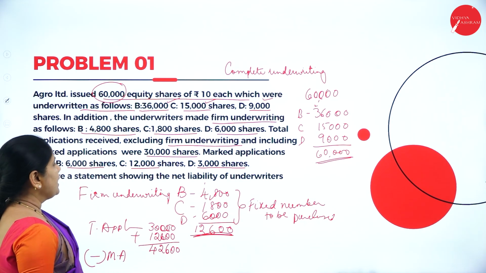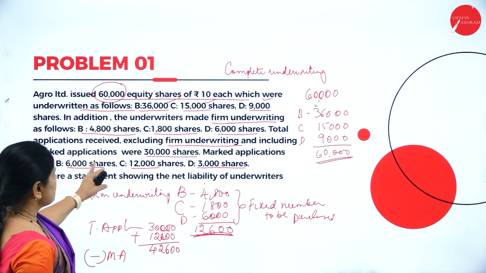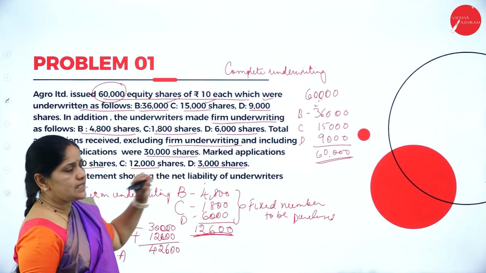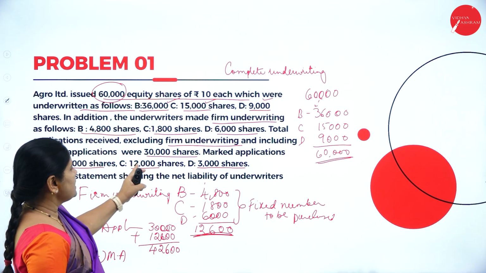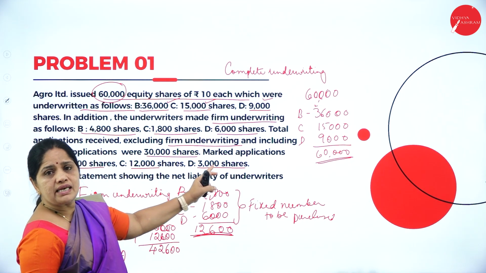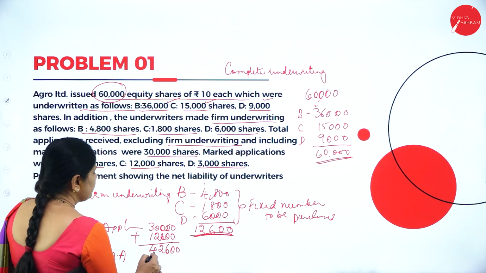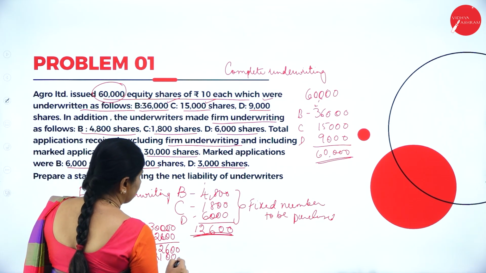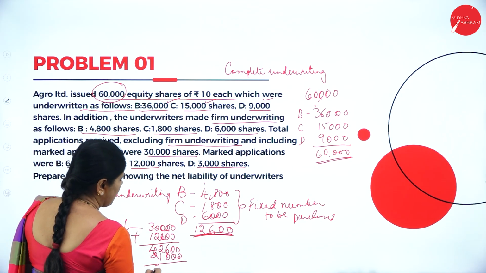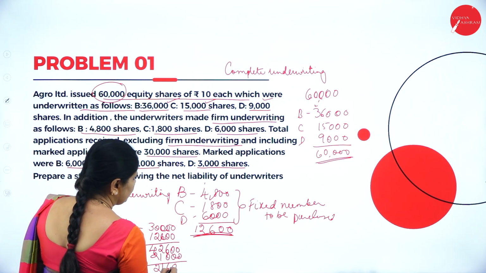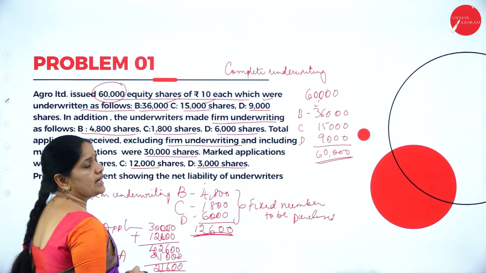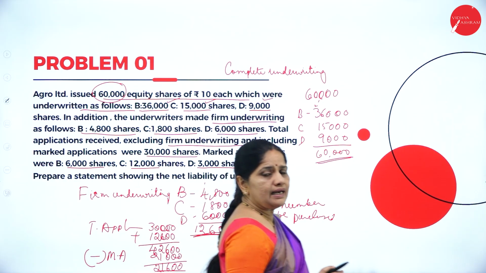Now, how many are marked applications here? 6,000 plus 12,000 plus 3,000. 6 plus 12 is 18, 18 plus 3 is 21. So, 21,000 are marked applications. So, how many will be unmarked? 21,600 are unmarked.